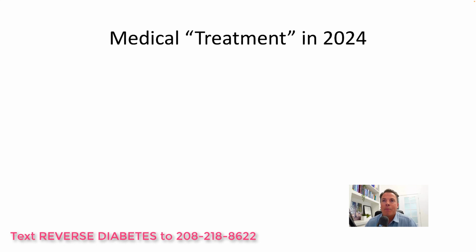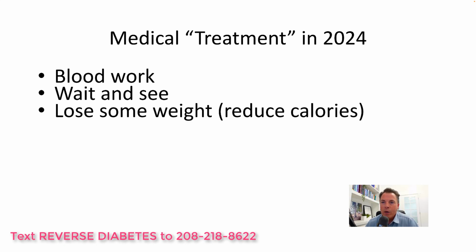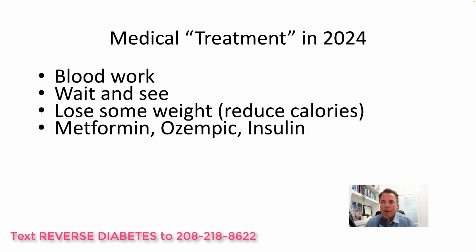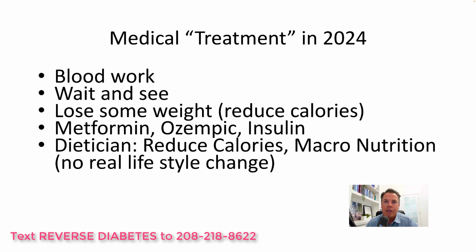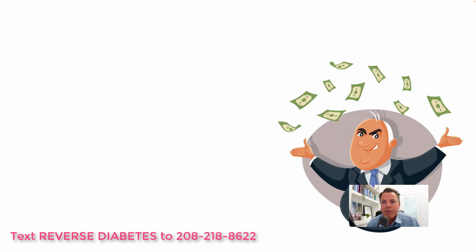So let's talk about the prevalence of the diseases. The medical treatment in 2024 is to do blood work, to wait and see, lose some weight by reducing calories, and then put you on metformin, Ozempic, insulin, etc. The dietitian that you see will tell you to reduce calories and give you some great advice about macronutrients, but really no viable lifestyle changes here other than just take the meds, and you're on these meds for the rest of your life because they don't know any better. And then you've set yourself up for stroke, heart disease, cancer, etc., and becoming the perfect patient for Big Pharma.